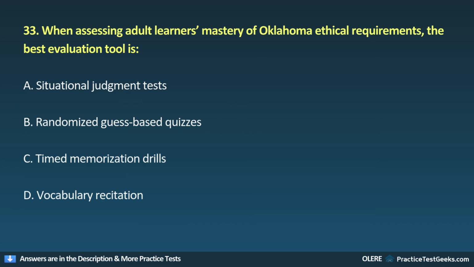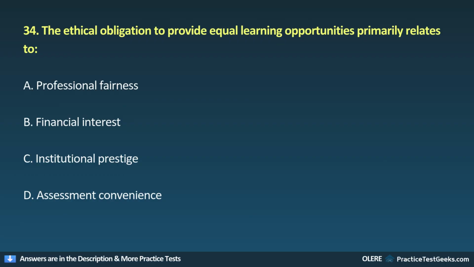33. When assessing adult learners' mastery of Oklahoma ethical requirements, the best evaluation tool is A. Situational judgment tests. B. Randomized guess-based quizzes. C. Timed memorization drills. D. Vocabulary recitation.